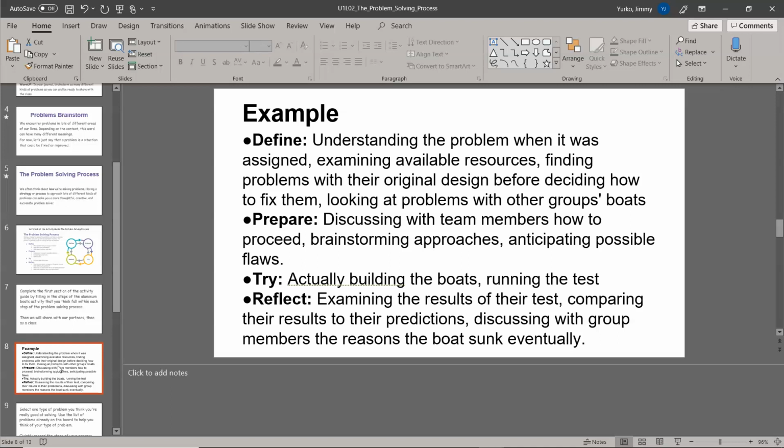Try. Actually building the boats. Running the test. Reflect. Examine the results of your test. Comparing the results to the predictions. Discussing with the group members. Trying to understand why your boat sank or didn't sink.